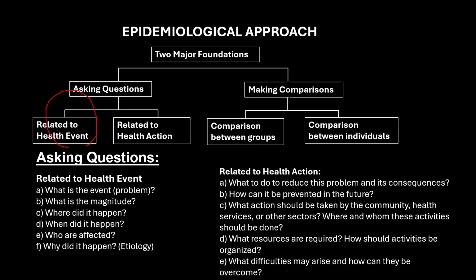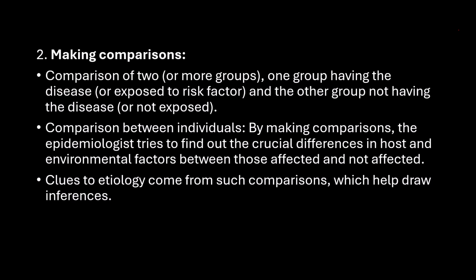Then making comparison. There are two types: comparison between groups and comparison between individuals. Comparison between groups: one group has the disease, the other group does not have the disease. A classic example is smoking and lung cancer. A particular group of people are getting lung cancer. We compare with one group of people who don't have lung cancer. We are digging deep into the determinants. Then we identified these people didn't smoke or didn't have the habit of smoking, and these people have the smoking habit. So we are learning that smoking causes lung cancer.